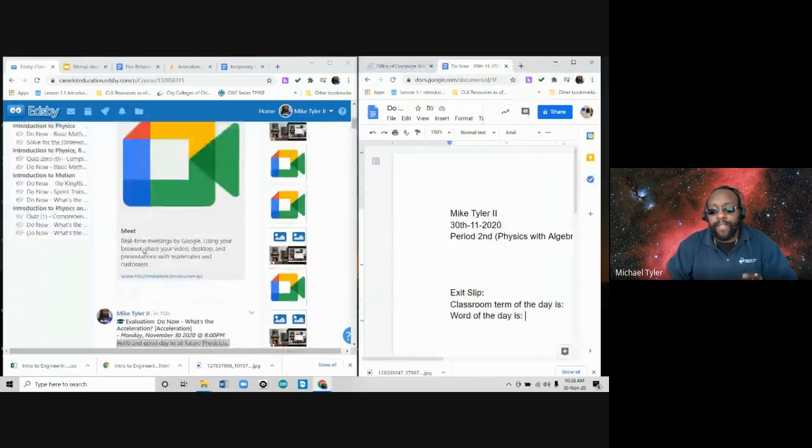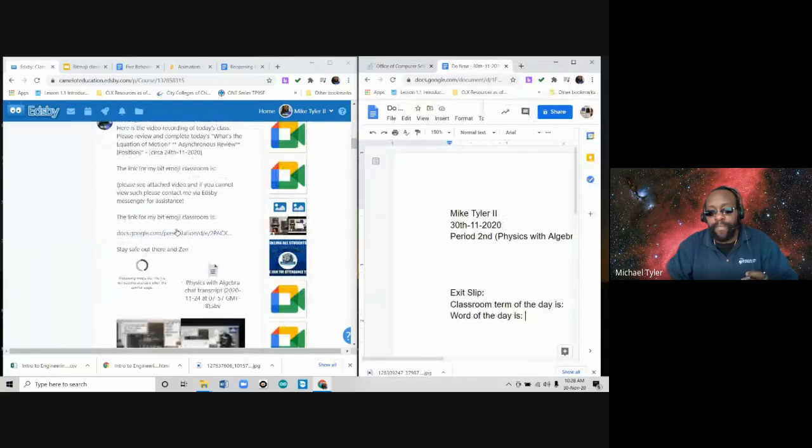If we go inside of your ESRI account and we click on this link here, for every recording I place that link in there in case you forgot the exit slip, which is the objective for 15 extra points. For 25 points, you need both the word of the day and the classroom term of the day, because both are relevant. So what does that mean?